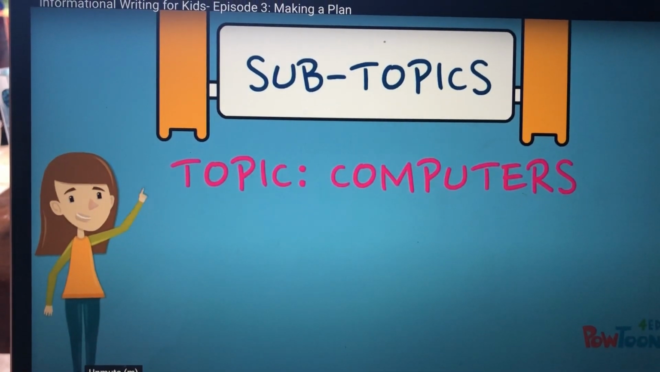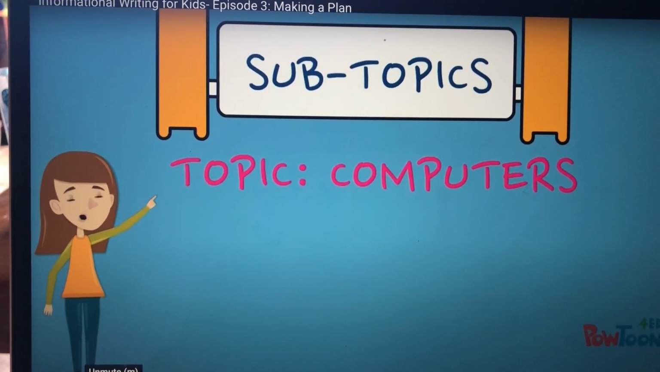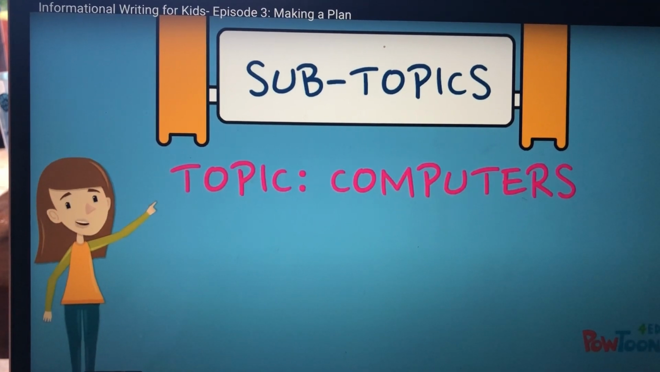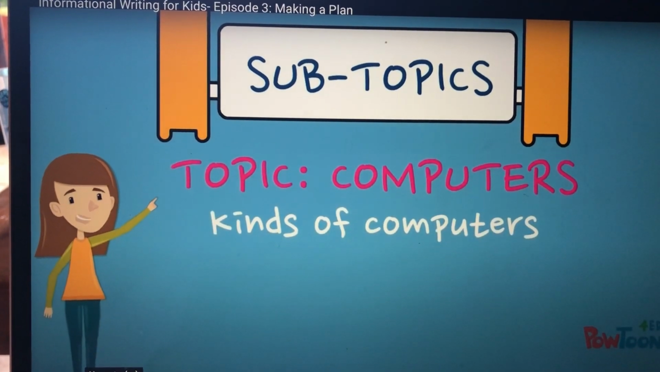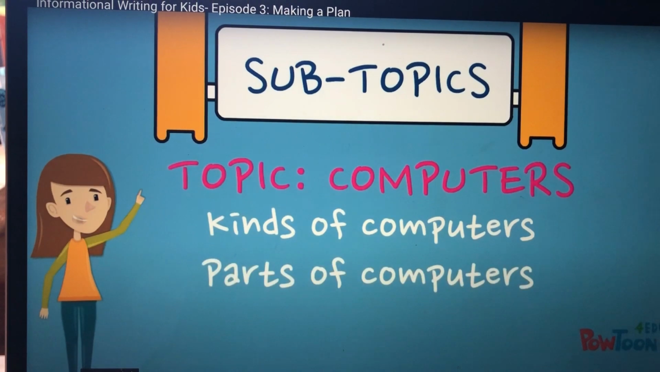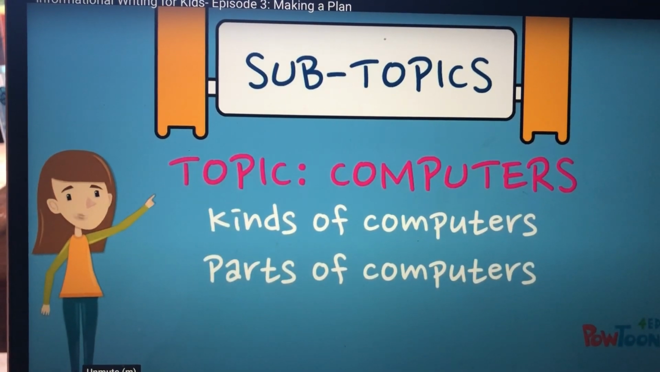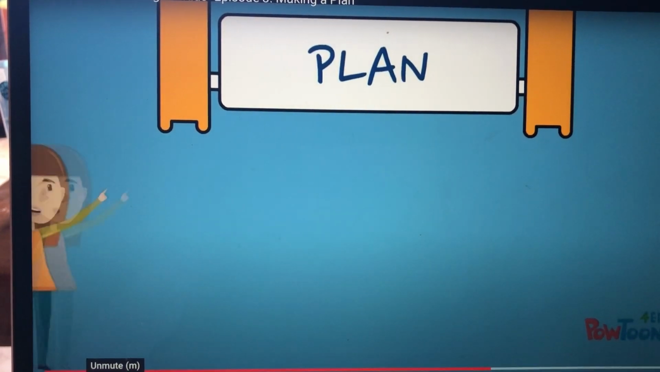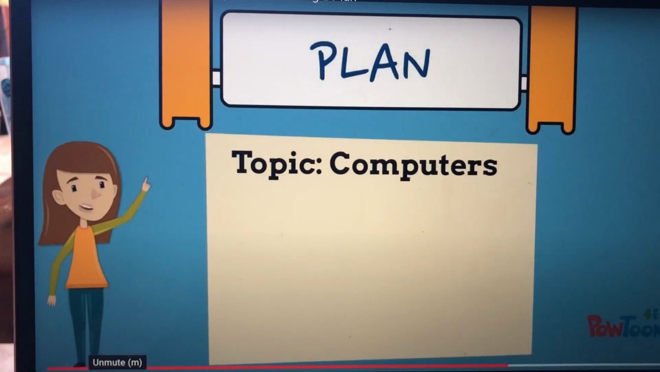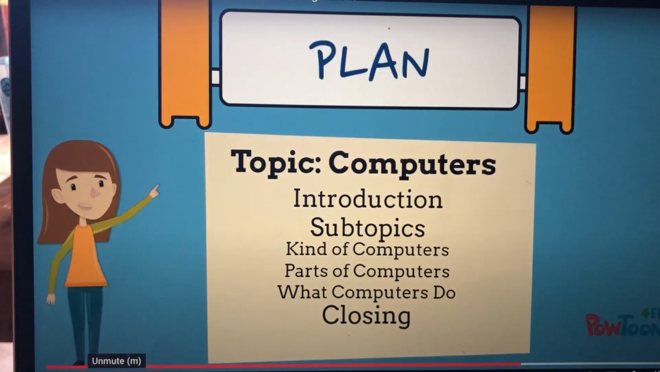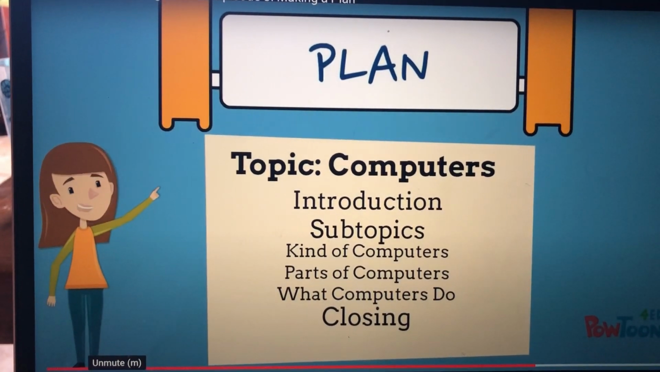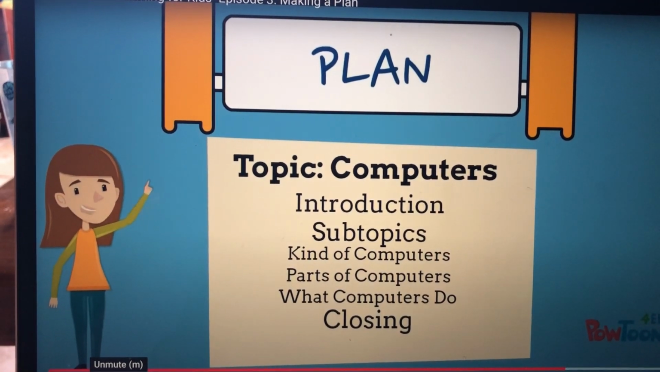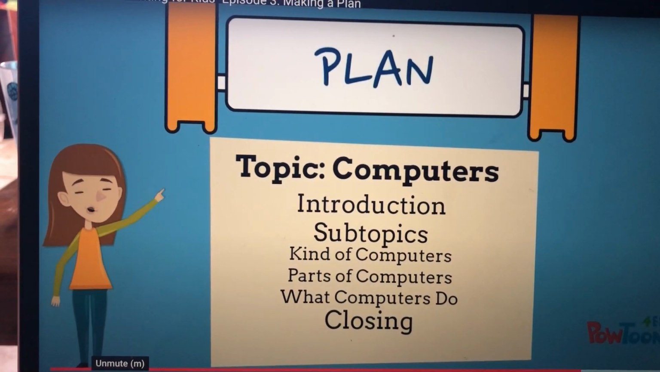So if my topic is computers, then one of my subtopics could be kinds of computers, parts of computers, and what computers do. So now I've got 3 sections to all write about. And now I've got my plan all laid out. My topic, my introduction where I tell the reader what I'm going to talk about, and then my subtopics or my headings, kinds of computers, parts of computers, what computers do, and then I can wrap it all up at the end with my closing.